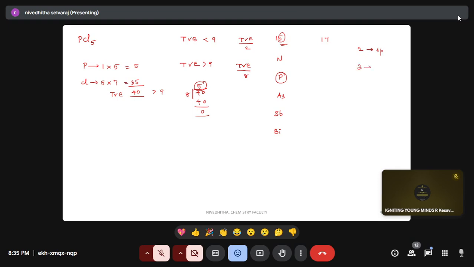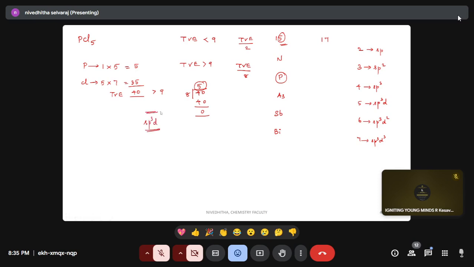If the quotient is 3, then the hybridization is sp2. Power of s is 1, power of p is 2, 1 plus 2 is 3. If the quotient is 4, then the hybridization is sp3. If 5, sp3d. If 6, sp3d2. If 7, sp3d3. Here the quotient is 5, so the hybridization is sp3d.